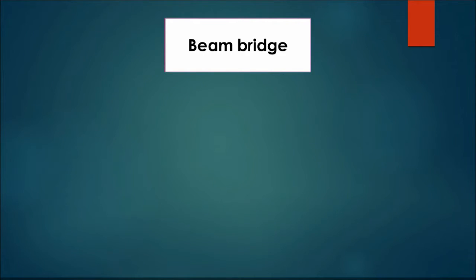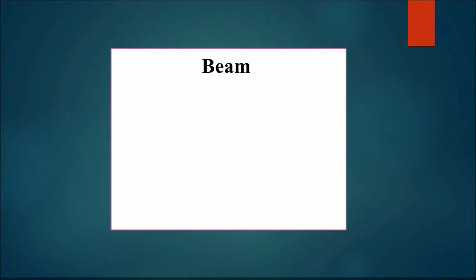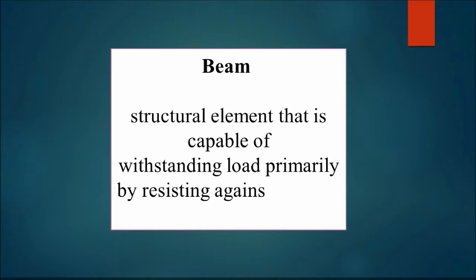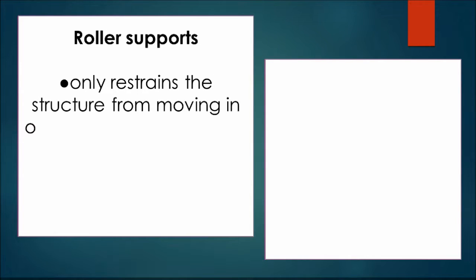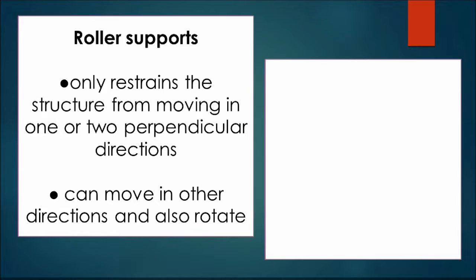Beam bridge. Beam: a structural element that is capable of withstanding load primarily by resisting against bending. Roller support only restrains the structure from moving in one or two perpendicular directions. It can move in other directions and also rotate.